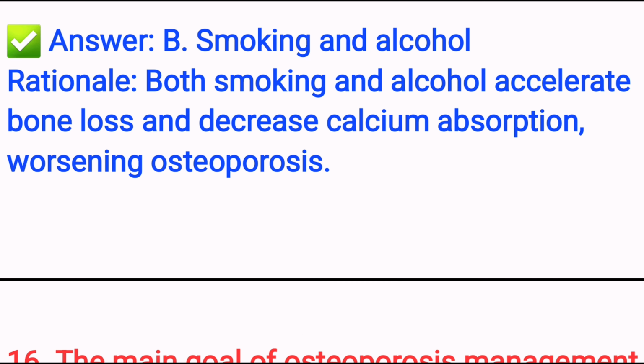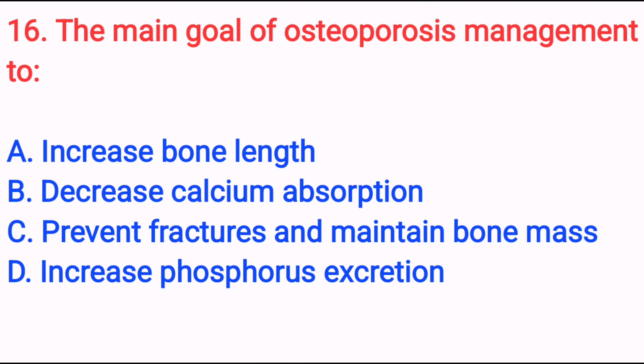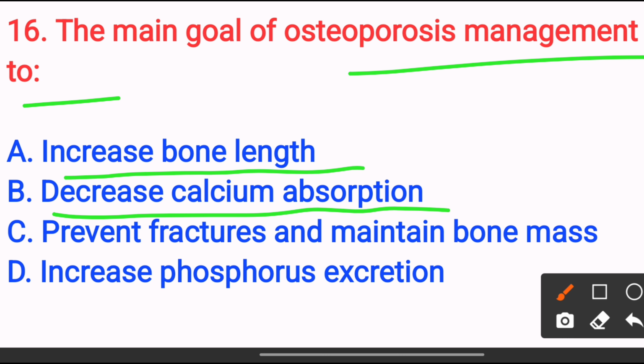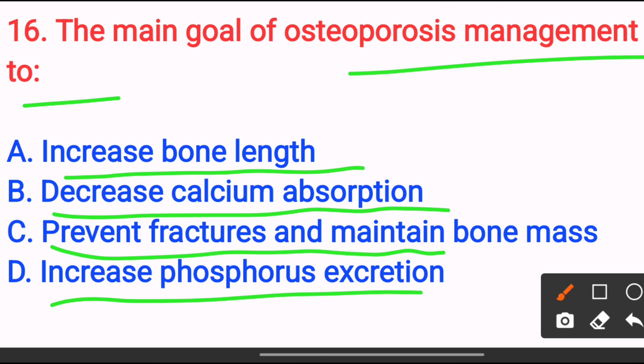Next, the main goal of osteoporosis management is: Option A, increase the bone length. Option B, decreases the calcium absorption. Option C, prevent the fractures and maintain the bone mass. Option D, increase the phosphorus excretion. The answer is option C, prevent the fractures and maintain the bone mass, because the primary aim of therapy is to strengthen bones, prevent the further bone loss and reduce the risk of fracture.